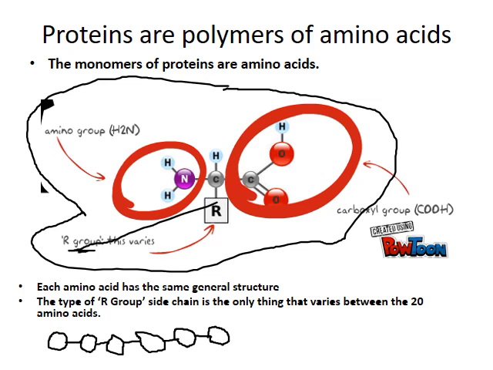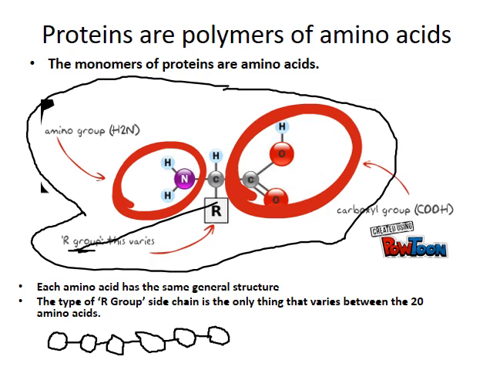On the left here, we have the amino group, which we call H2N, because there's 2 H's, 2 hydrogens, and 1 nitrogen. On the right over here, we have the carboxyl group, which we refer to as COOH: 1 carbon, 2 oxygens, and 1 hydrogen.